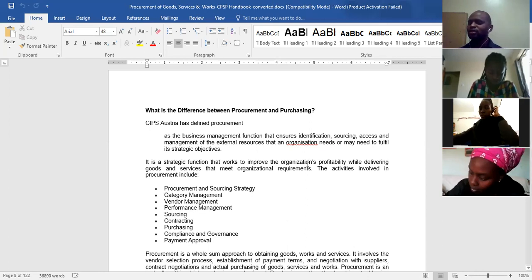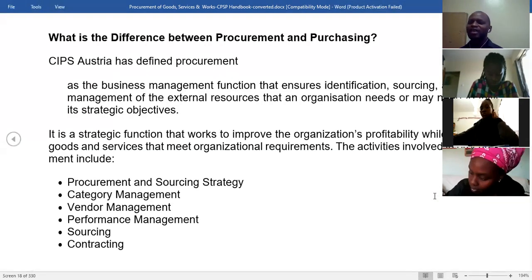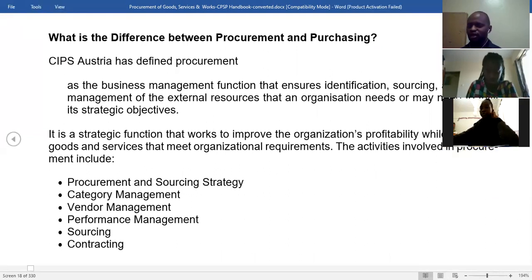So by definition, according to the Chartered Institute of Purchasing and Supply Management, procurement is defined as a management function that ensures you're able to identify, source, access, and manage external resources. So you must be able to understand, first of all, identify some of the resources that you want in your organization. After identifying those resources, the other important thing that you must understand is where are you going to get your source, the source of your supply. After getting the source of supply, you must be able to understand if that source is really accessible to the organization. If it is a source that is very reliable, that is very good for the organization. But if the source is not reliable, then you must look for a source that is always reliable. The other important thing that you must understand is that you must manage those resources.